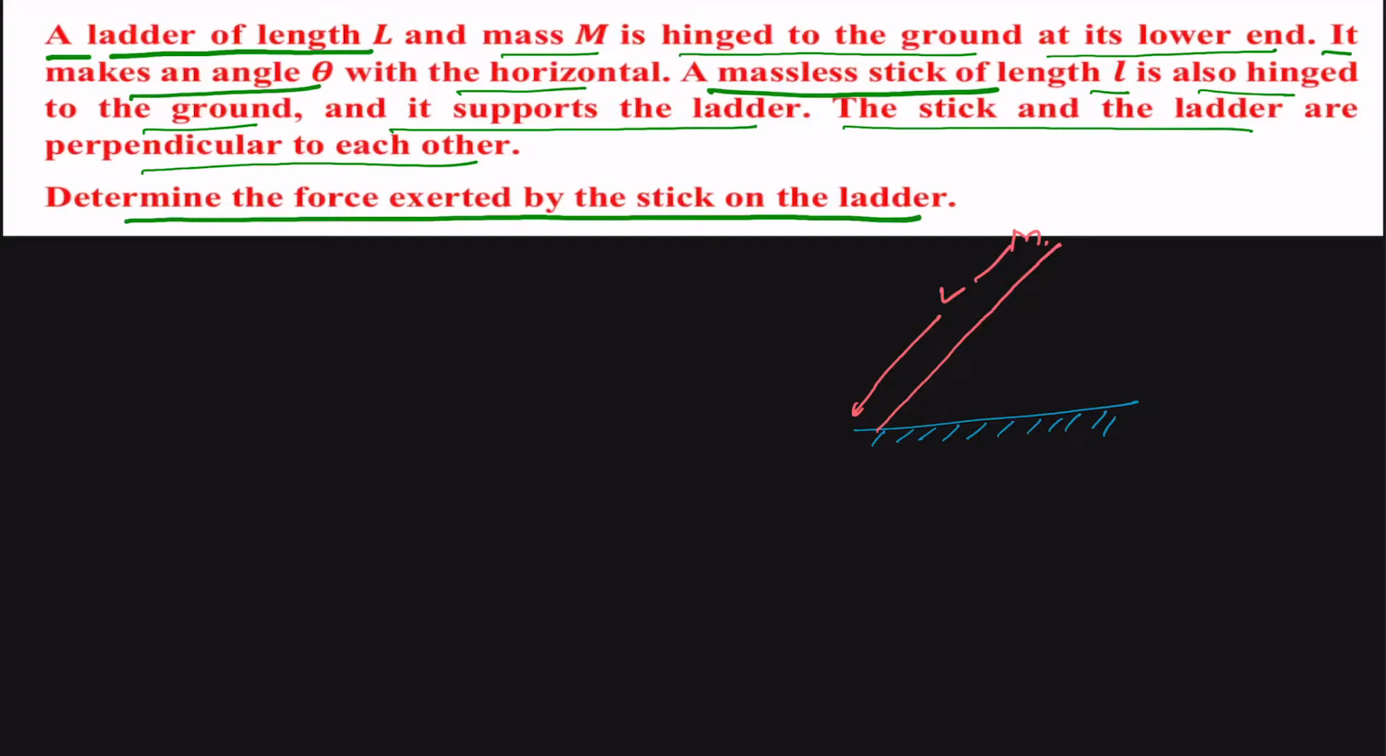And somewhere in between it is connected to a stick which is making an angle of 90 degrees with it, and the stick is massless. This angle is given as theta and the length of the stick is given as L. So we can say this is our A, B, and let us call this point C, and this is P. So BP is our stick and it is massless.